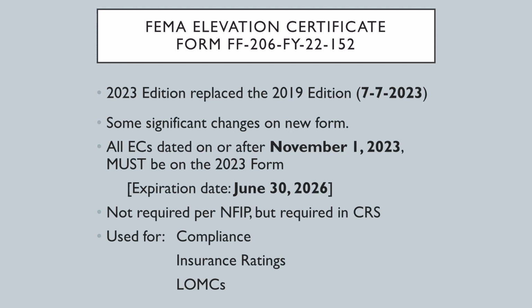The final purpose for an EC are letters of map change, or LOMCs. The EC is an integral part of the letter of map change process to show whether the building is in or out of the special flood hazard area. Submittal of ECs filled out for letters of map change are not required for CRS communities. So for the purposes of this training, we will not address ECs for LOMCs.